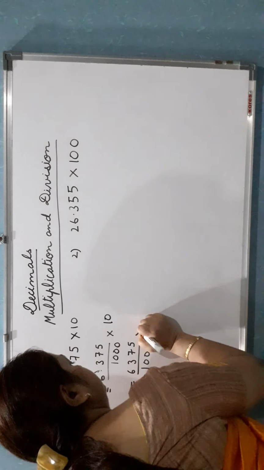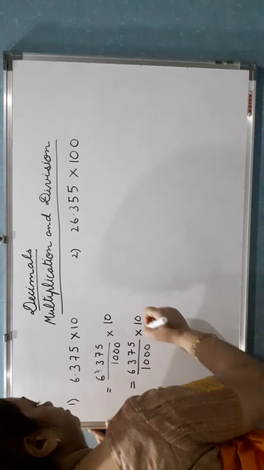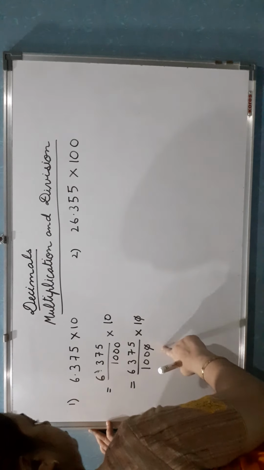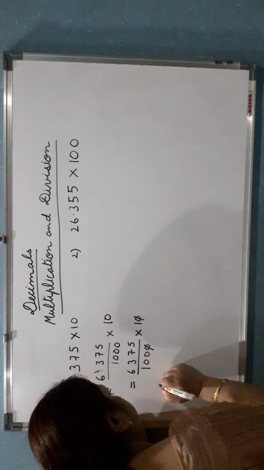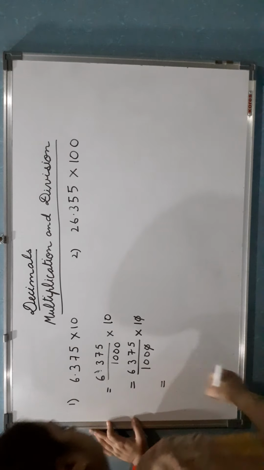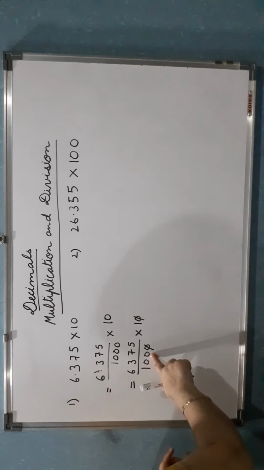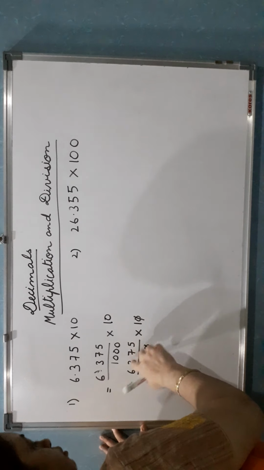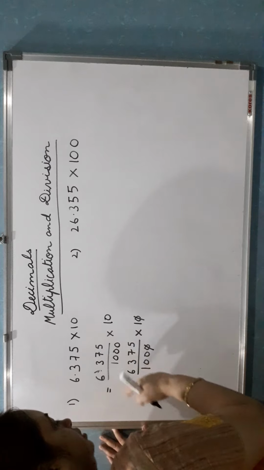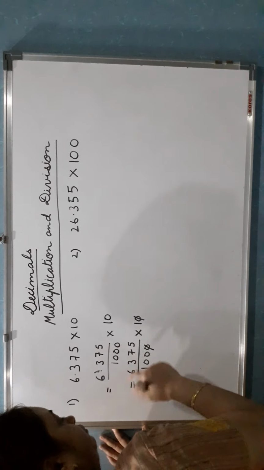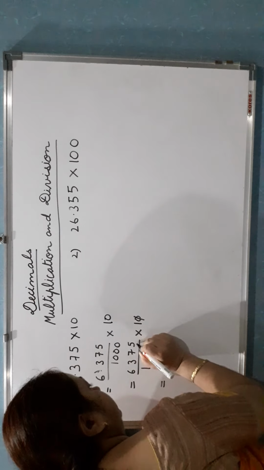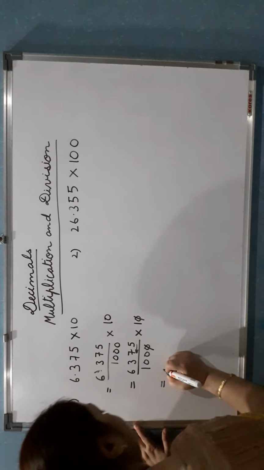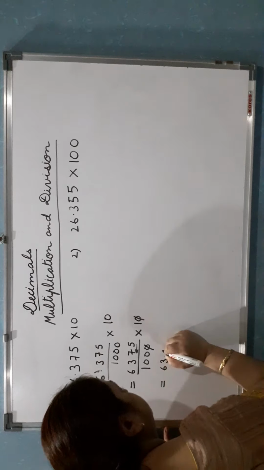Okay, into 10. So 10, this 0 will be cancelled. Then what will be your answer? 2 zeros are here. So the point will be before 2 numbers from the right side, right to left. Okay, from right to left. These things I have taught you earlier. 63.75.